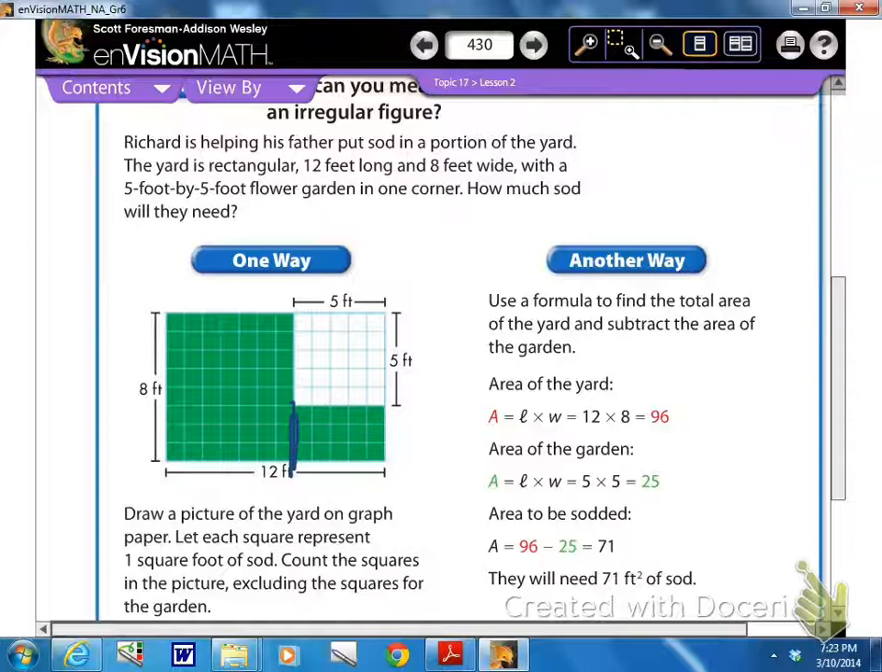So if I'm dividing it here, I know that this is going to be 5, which leaves what length for my other piece over here? Well, if I take 5 from 12, that leaves me with 7 feet over here. So now I've turned this into a rectangle that's 7 feet length, 8 feet wide.